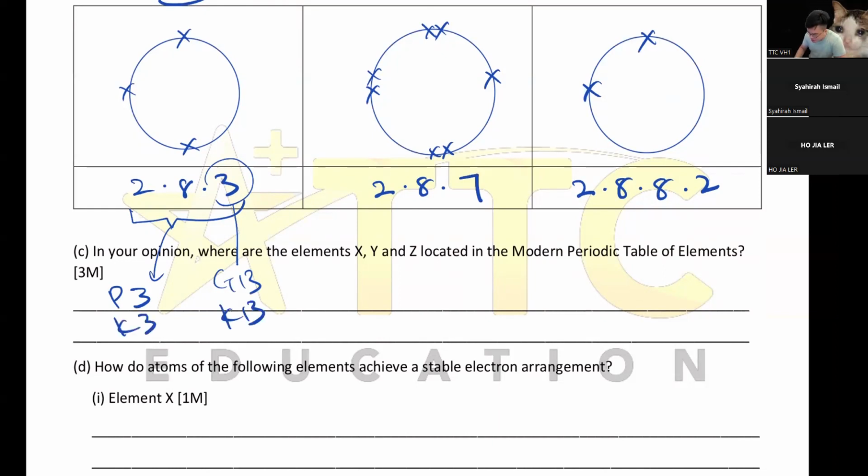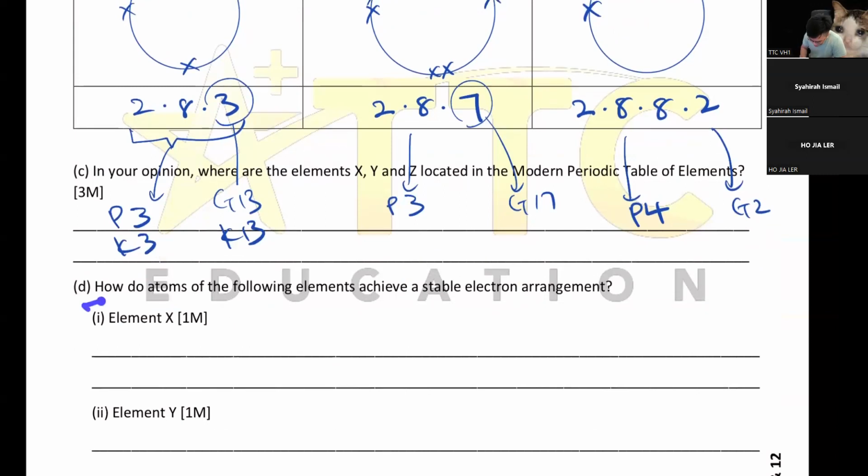I'm just going to write the English here. So 7 is group 17, period 3 also. 2 is group 2, and period 4. Group 2, period 4, sorry. Why did I say 2? Okay, 4.